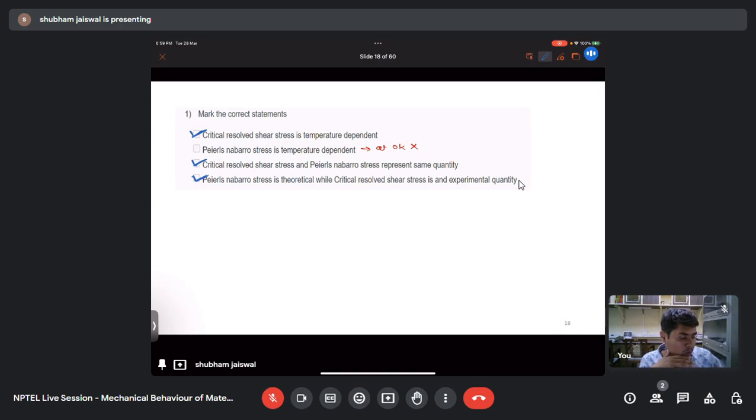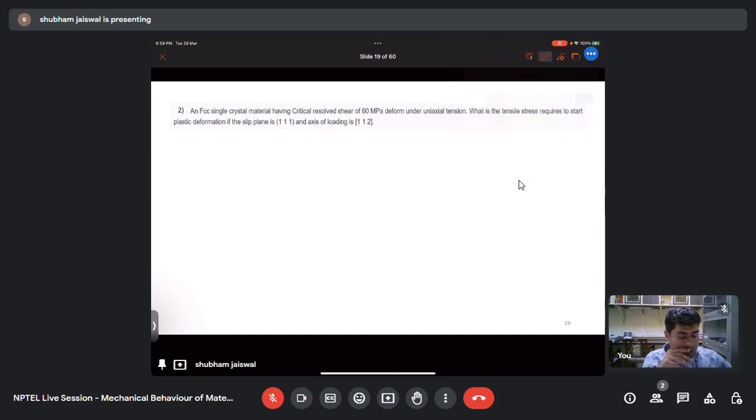Okay. Now let's move towards solving the second problem. An FCC single crystal material having critical resolved shear stress of 60 megapascal deforms under uniaxial tension. What is the tensile stress required to start plastic deformation if the slip plane is 111 and the axis of loading is 112? It's a very simple question. They have given the critical resolved shear stress, meaning they have given the tau R, and we have the slip plane. We have been given only the slip plane, so we need to find out the slip direction first. Then we'll use the equation tau R equals sigma into cos phi into cos lambda, and we'll find out the value of sigma. So please try to answer this, guys.